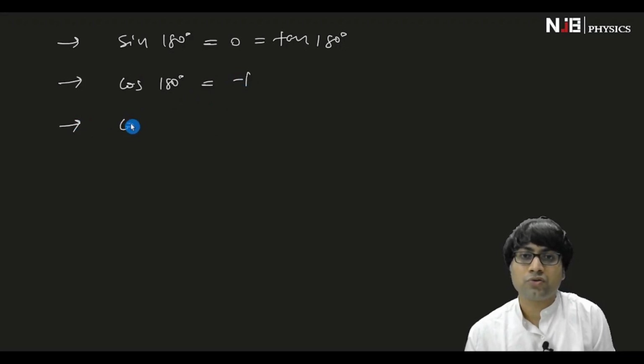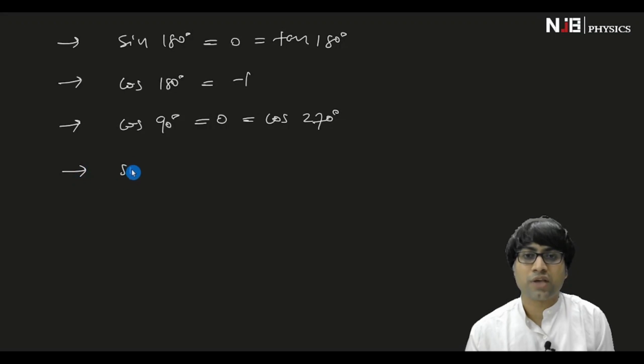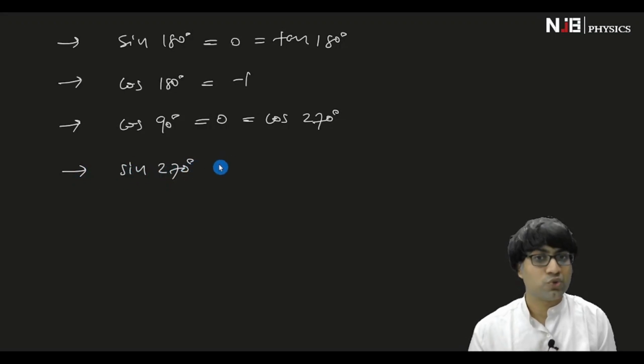And what is cos of 90 degree? This is equal to 0. This is equal to cos of 270 degree. And what is the value of sine of 270 degree? That is 3 pi by 2. This is equal to minus of 1.